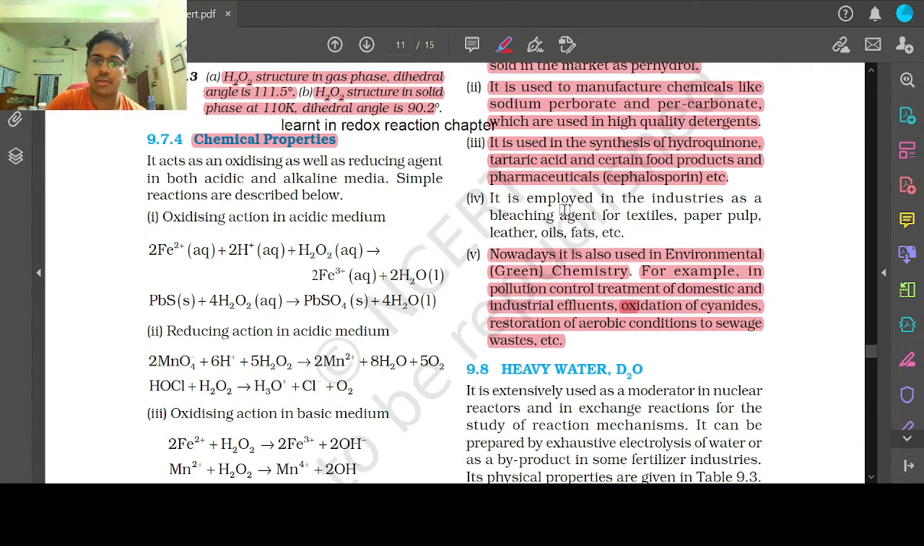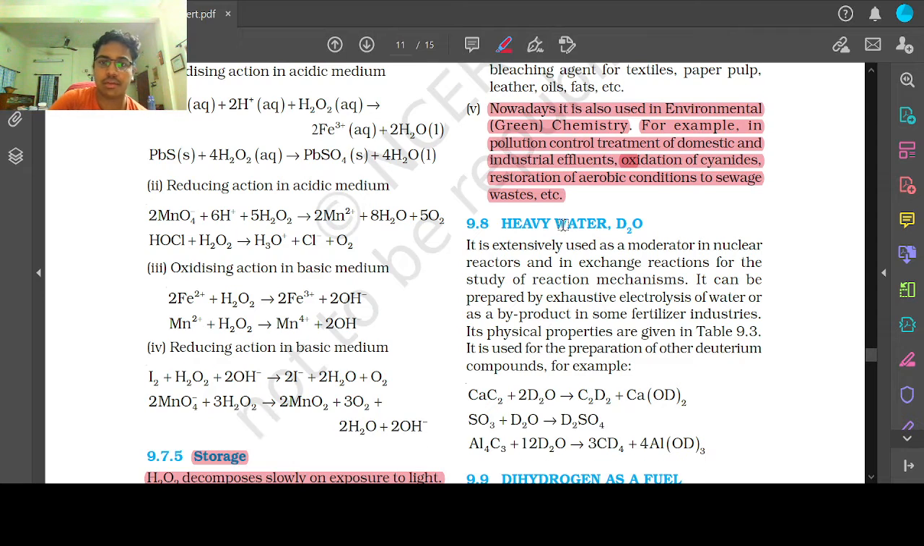Okay, so we are done with it, right? Okay, so heavy water. Heavy water is composed of heavy hydrogen. So what is heavy hydrogen? That is deuterium, D2O. So let us see. It is extensively used as a moderator in nuclear reactors and in exchange reactions for the study of reaction mechanisms. We cannot drink D2O or use it for household purposes.